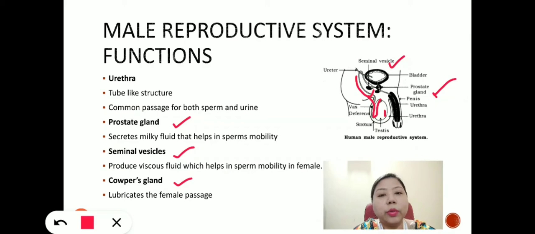After the sperm is discharged from the penis, the sperm has to move inside the female body. While moving inside the female body, the secretion secreted by the seminal vesicles will help it to move. And there is another gland called Cowper's gland, and this gland helps to lubricate the female passage.